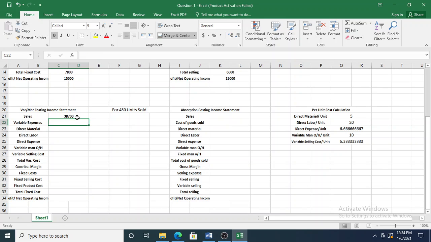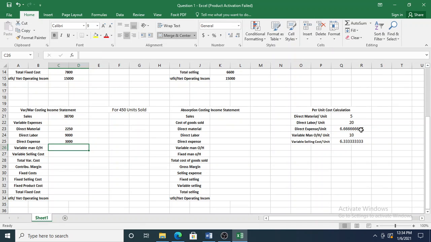Then we're going to calculate the variable expenses. Direct material cost, the unit direct material cost is 5. We're going to multiply this by 450 units, and we'll get 2,250. The same will be done to this. $20 of direct labor per unit times 450 units gives us 9,000. Direct expense per unit is this, multiply it by 450, get 3,000.